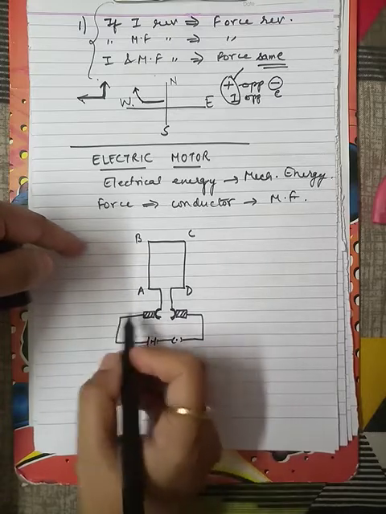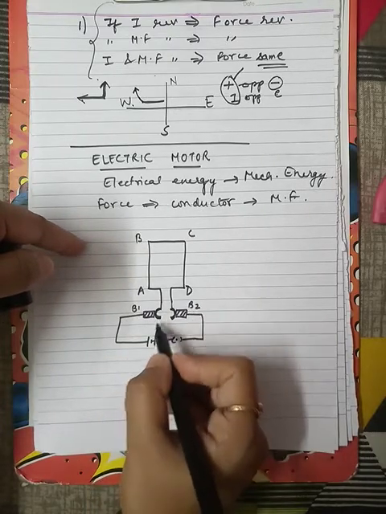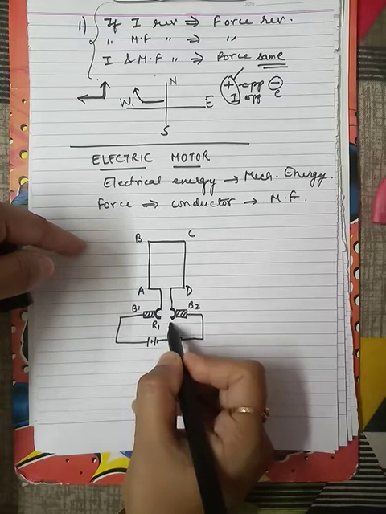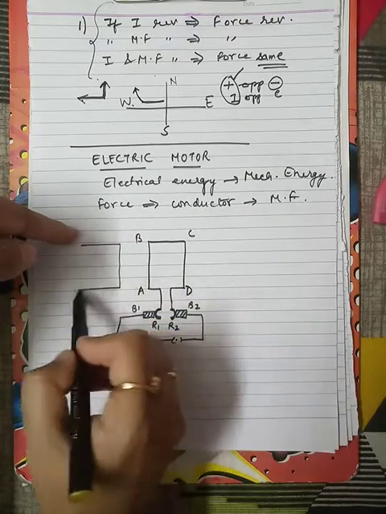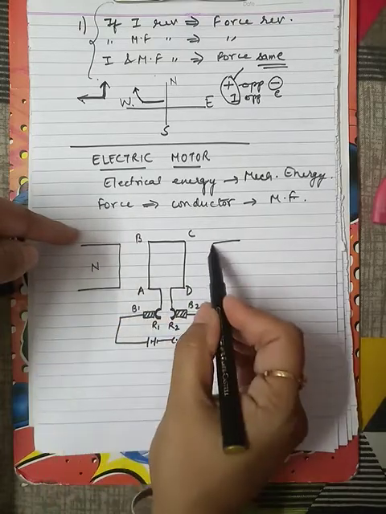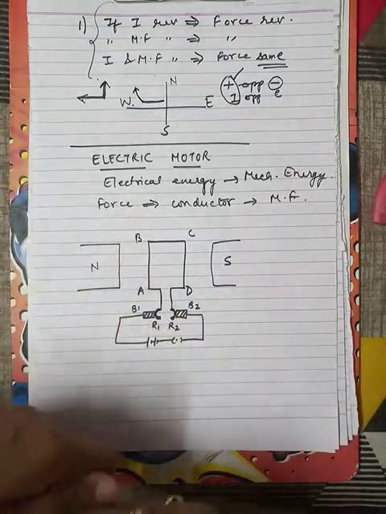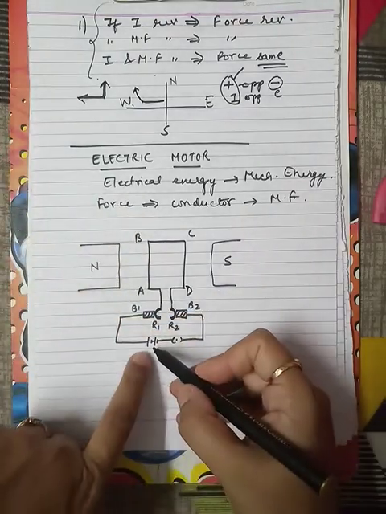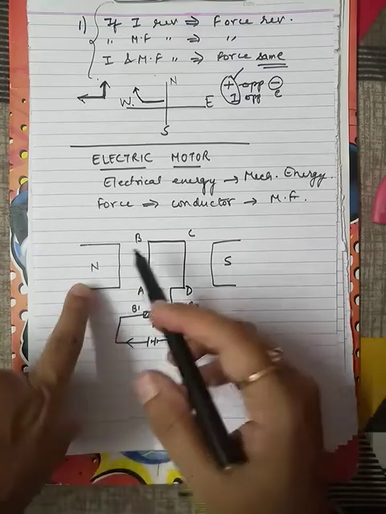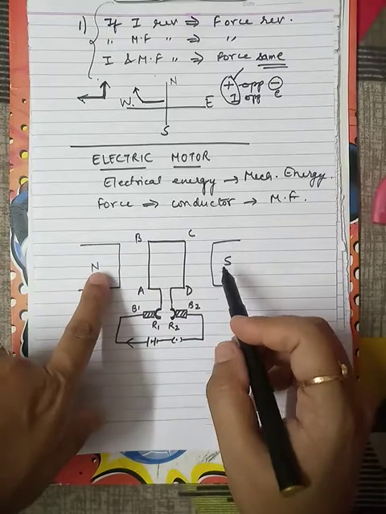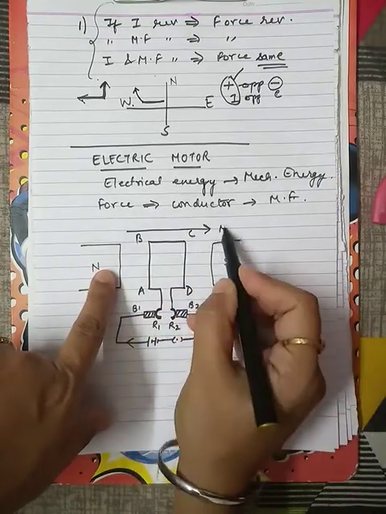Okay, so this is brush B1, this is brush B2, this is split ring R1, this is split ring R2. And what else do we have? Magnet, that is the north and south pole of the magnet. In this case, a battery is provided for the flow of current in this direction. Magnets are provided for the magnetic field. The magnetic field is in this direction.